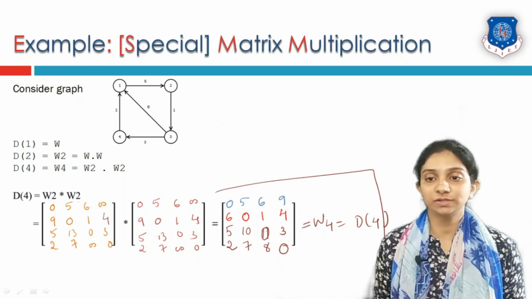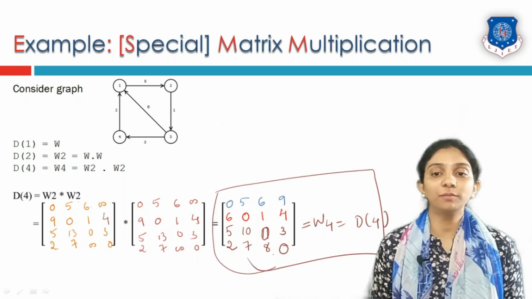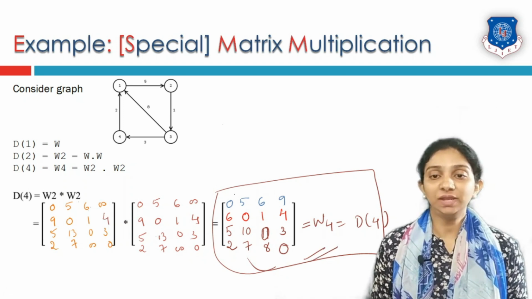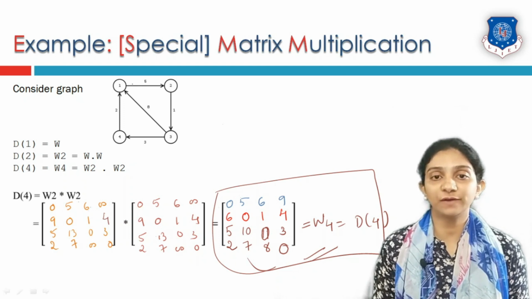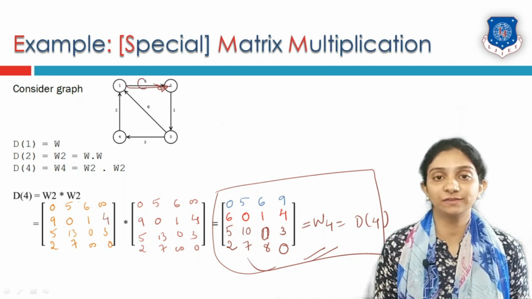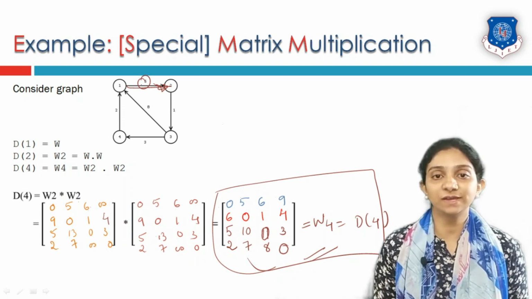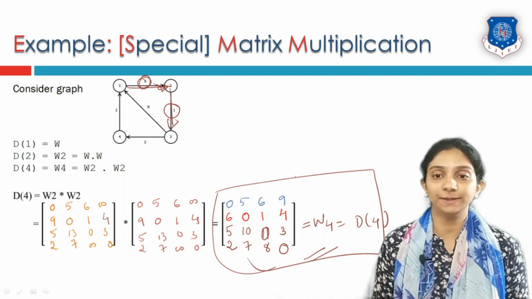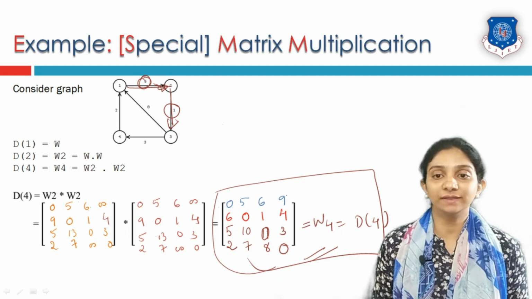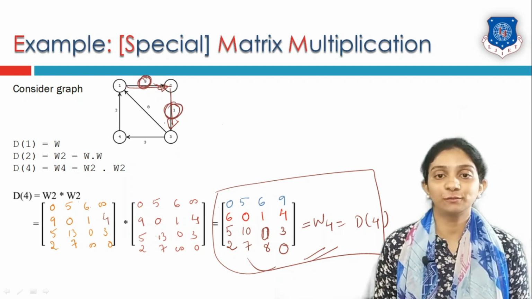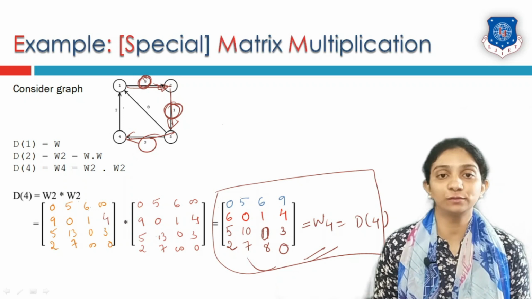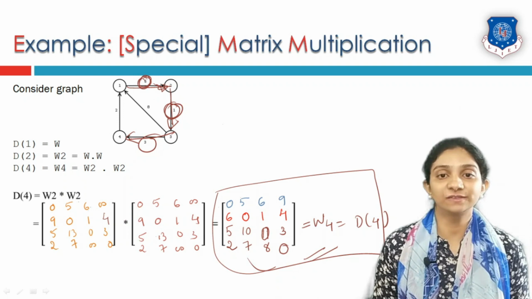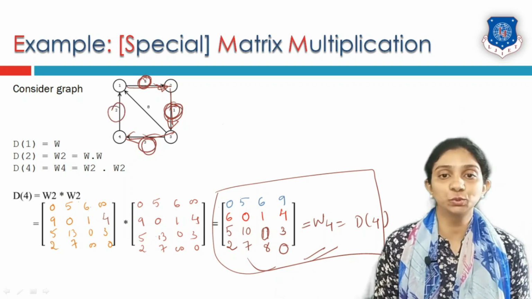So this complete table is our final answer to the all pair shortest path problem, in which minimum path from 1 to 2 is 5, that is 1 to 2 is 5. For 1 to 3 it is 6, that is 5 plus 1, that is equal to 6. From 1 to 4 minimum path is 9, that is 5 plus 1 plus 3. Similarly, from 2 to 1 minimum path is 6, that is 1 plus 3 plus 2.